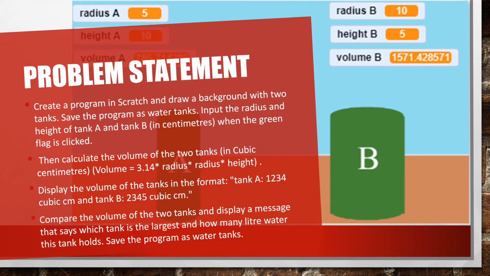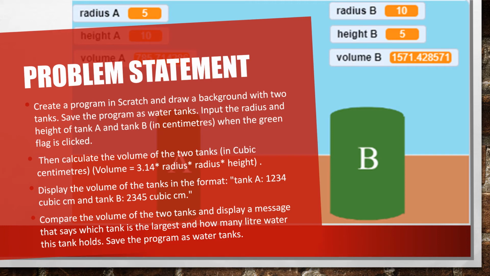Today's assignment is as follows. Create a program in Scratch and draw a background with two tanks. Save the program as water tanks. Input the radius and the height of tank A and tank B in centimeters when the green flag is clicked. Then calculate the volume of the two tanks in cubic centimeters.